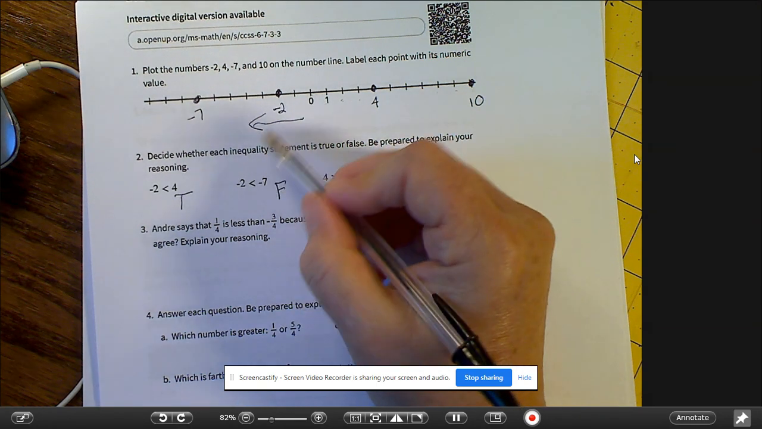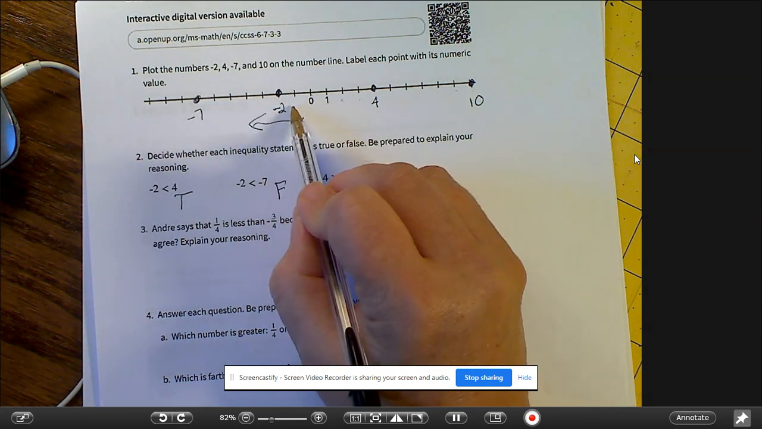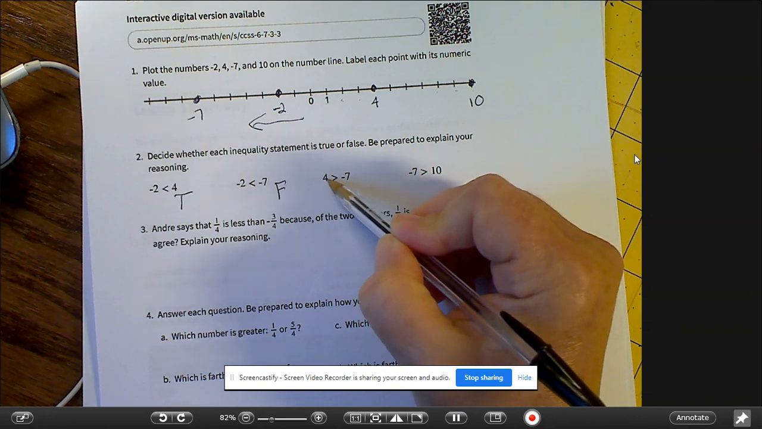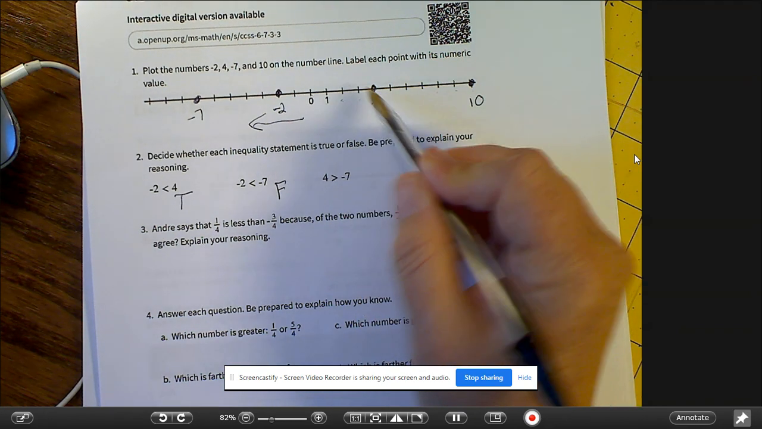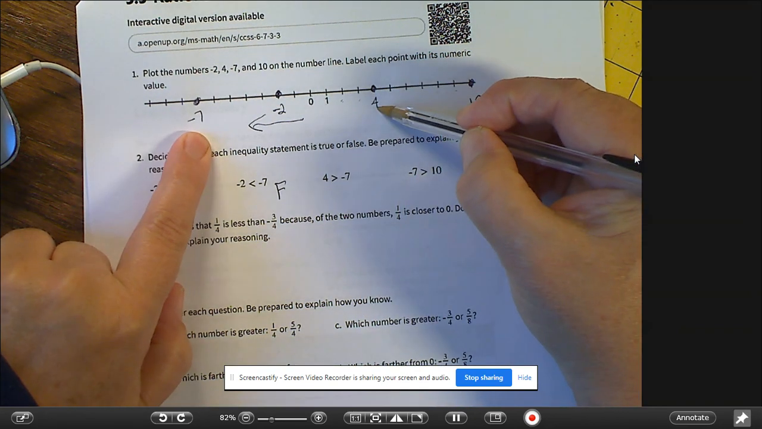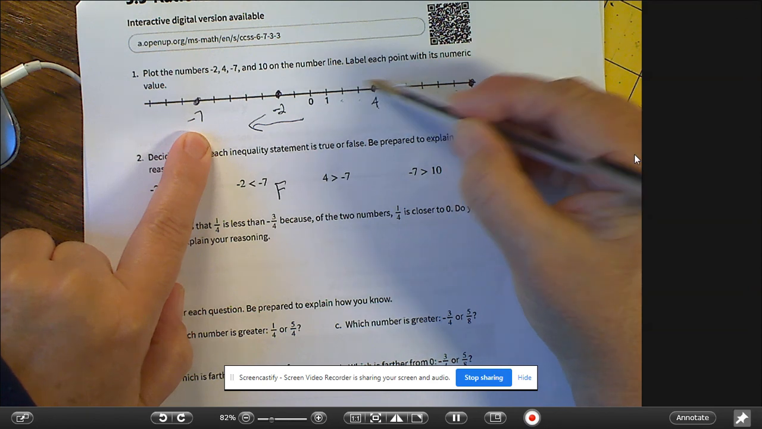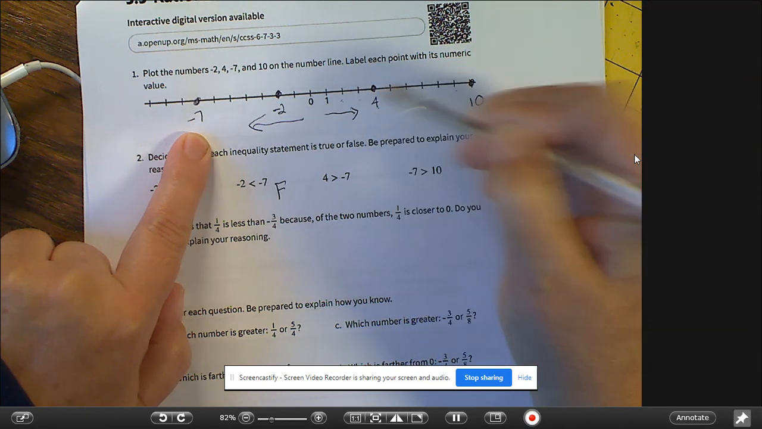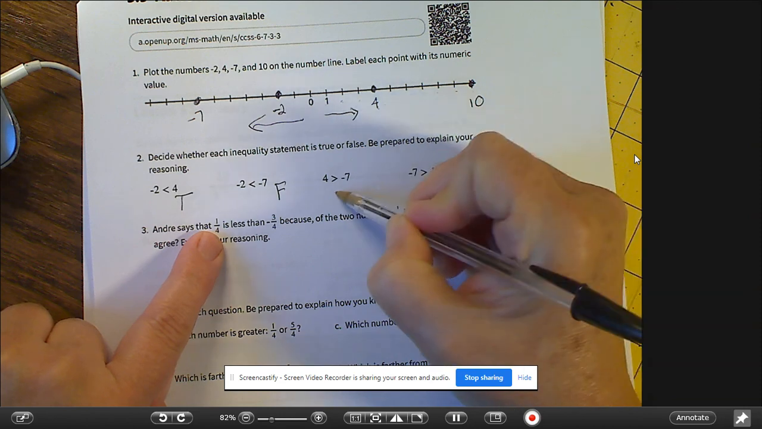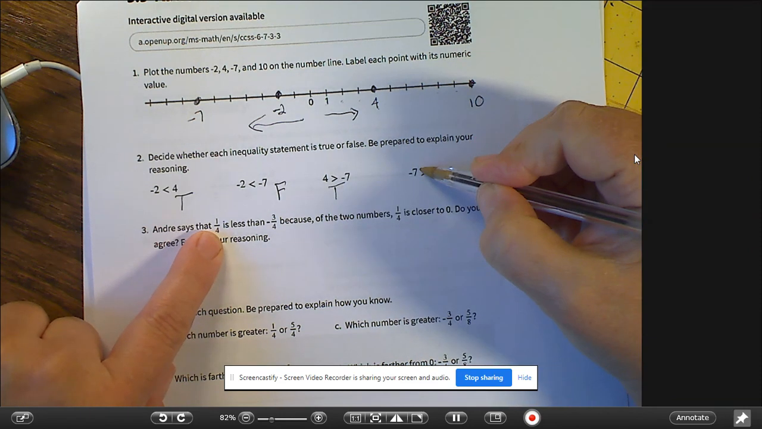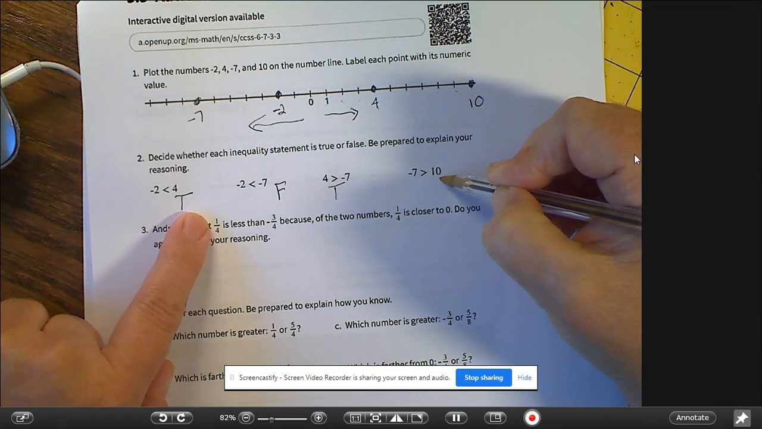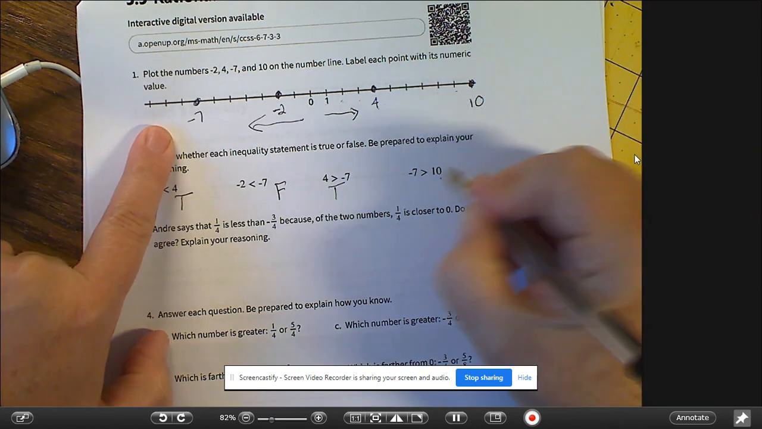It's greater than negative 7 because it's to the right of it. 4 is greater than negative 7. Well, here's negative 7, here's 4. 4 is to the right of negative 7. So it is greater than. So that is true. Negative 7 is greater than 10. And we know that is false.